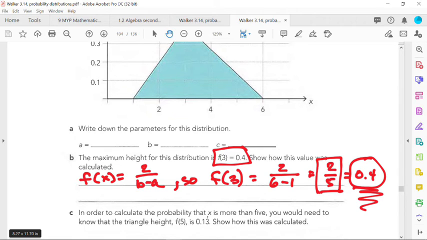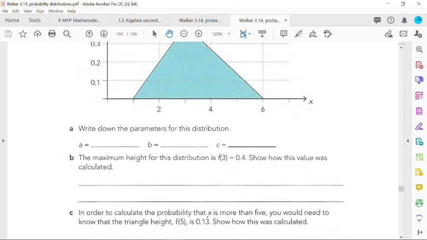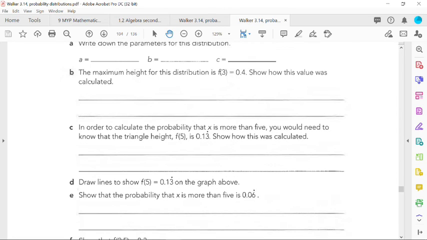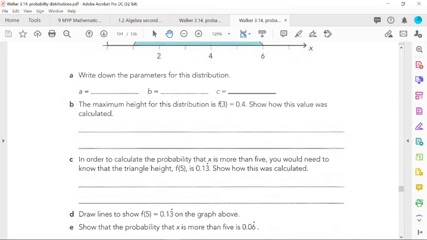And so these are going to get ugly, but yeah, just deal with it. Stay focused. Okay. In order to calculate the probability that x is more than 5, you would need to know the triangle height of f of 5, which is 0.13. How is this calculated? Okay, let's go back to our triangle and do some drawing.